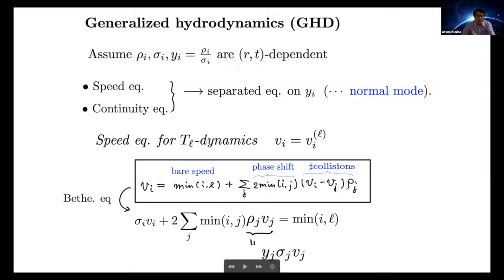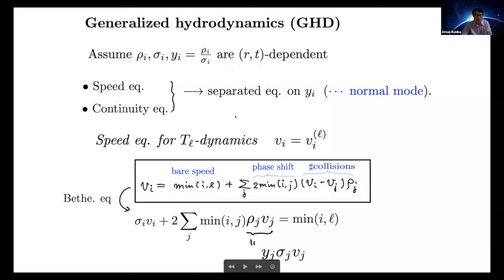So let's assume that the string density, hole density, and Y variable are space-time dependent. And there are two basic ingredients. The one is the speed equation, and the other is the continuity equation. Combining them, we will get the separated equation on Yi. As I predicted, Yi plays a very important role as a normal mode.